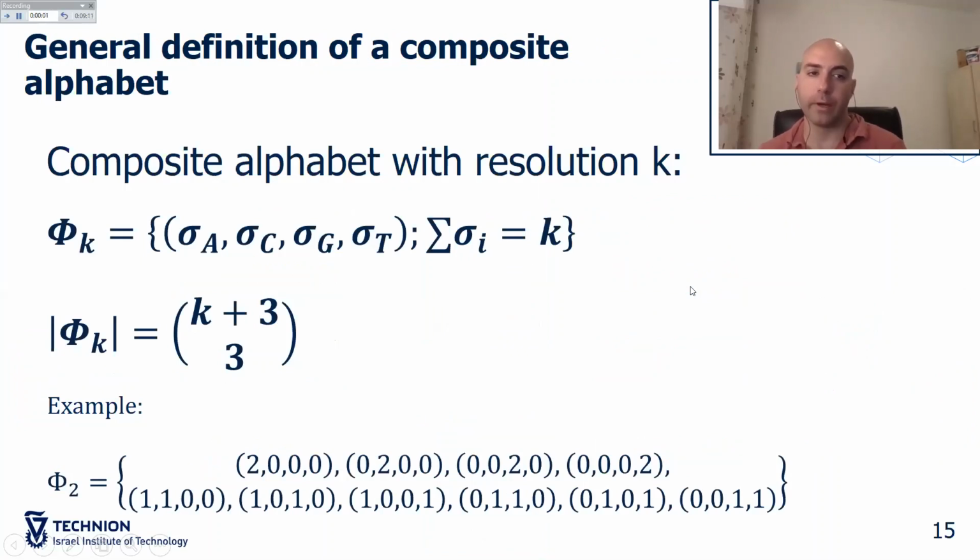Okay, so let's put it formally. Formally, we can define the composite alphabet with a resolution parameter k. In this case, phi k. Phi k will contain all the count vectors with 4 entries that sum up to k. The four entries, of course, represent the 4 DNA bases. The size of phi k would be k plus 3 choose 3. And for example, we can see phi 2, which contains the 4 standard DNA bases, together with the 6 1-to-1 ratio composite DNA letters.